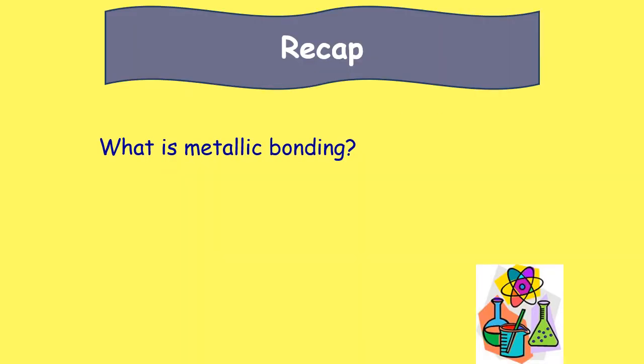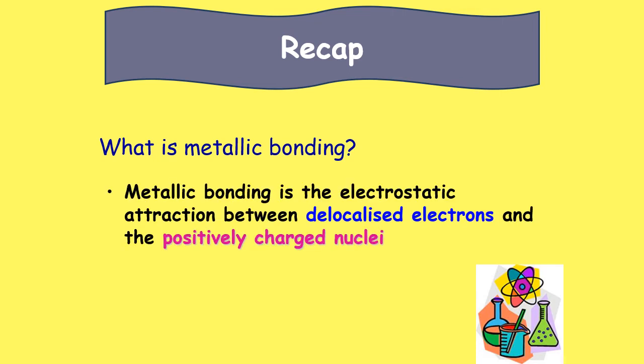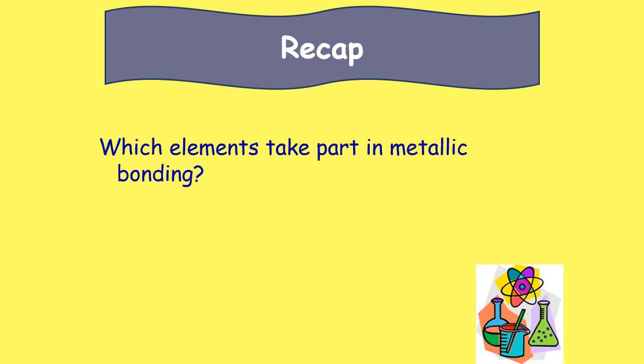So now we have a few questions. Firstly, what is metallic bonding? Well, metallic bonding is the electrostatic force of attraction between delocalized electrons and the positively charged ions. So you could say nuclei, but it's better to say positively charged metal ions. What types of elements take part in metallic bonding? Metal elements only.